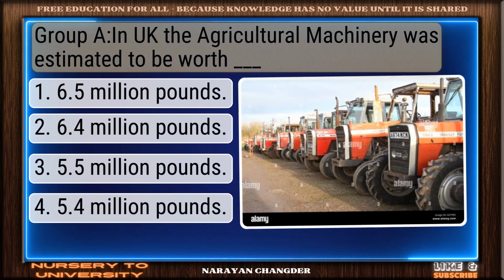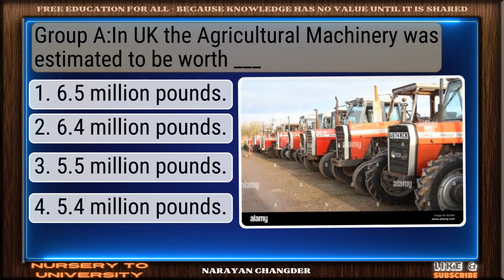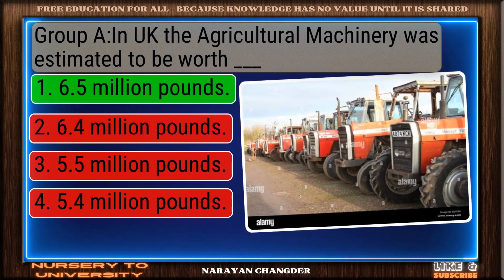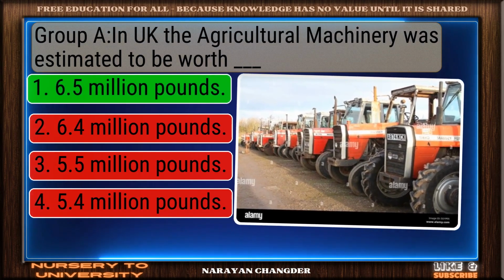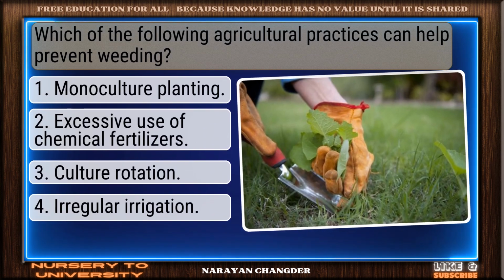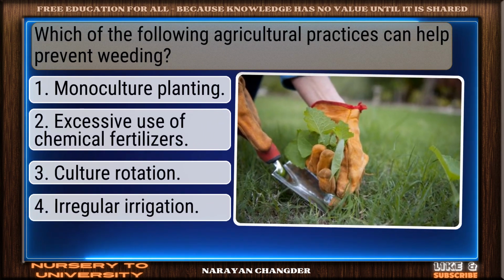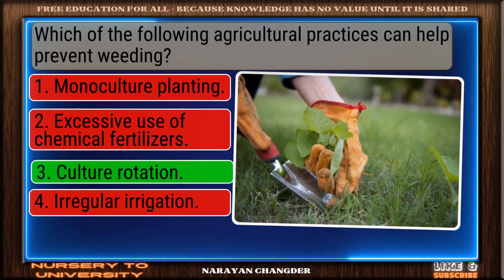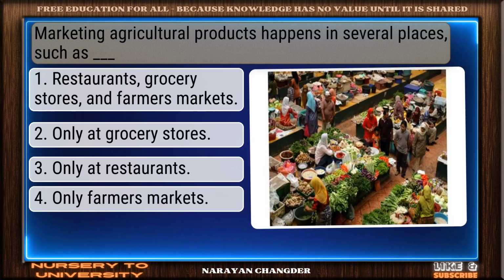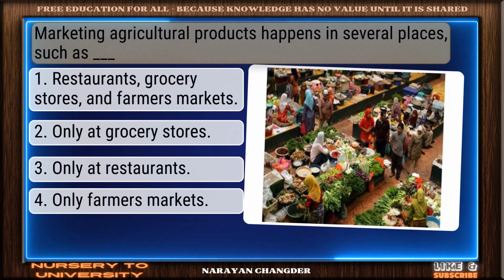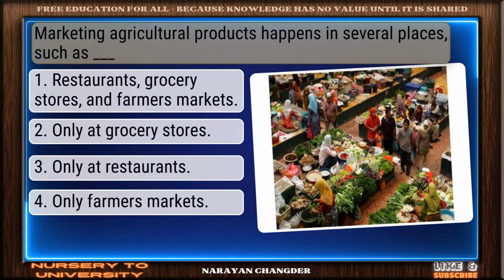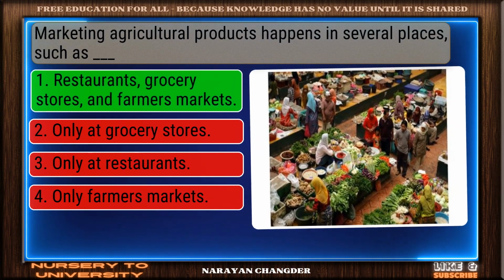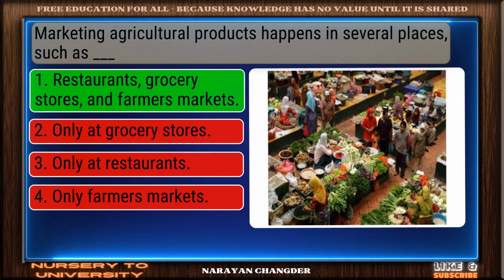Group C. In the UK, the agricultural machinery was estimated to be worth dash. You chose £6.5 million, and it is correct. Which of the following agricultural practices can help prevent weeding? Good job. Your answer, crop rotation, works well here. Marketing agricultural products happens in several places, such as dash. Great thinking. Restaurants, grocery stores, and farmers markets is the right choice.